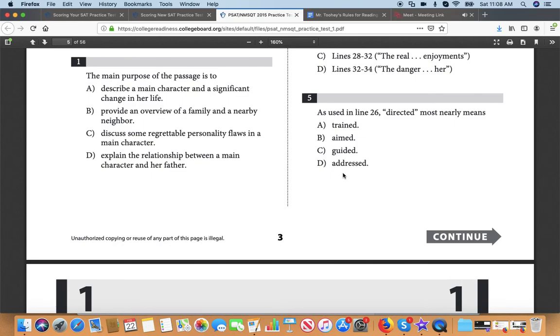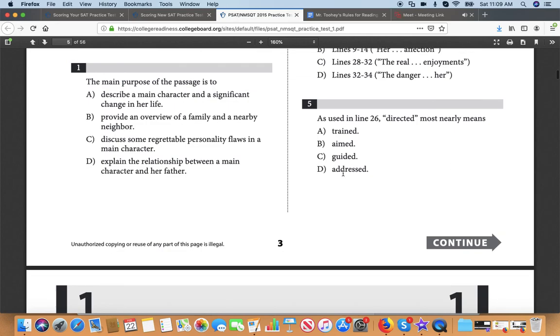You've got to plug in the answer choices into the sentence where line 26 is at. Okay? The correct answer choice is going to make perfect sense, and the incorrect answer choices aren't going to make much sense. You got to use that method. You got to plug it into the sentence. Okay, so let's do that.